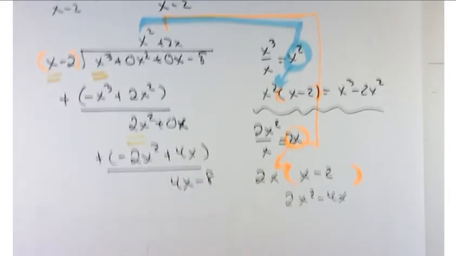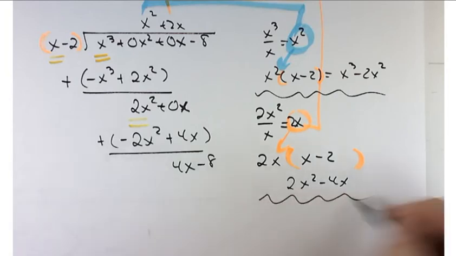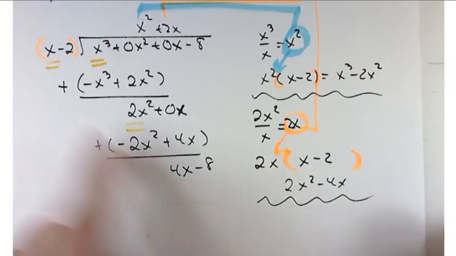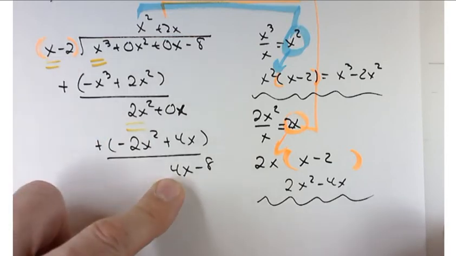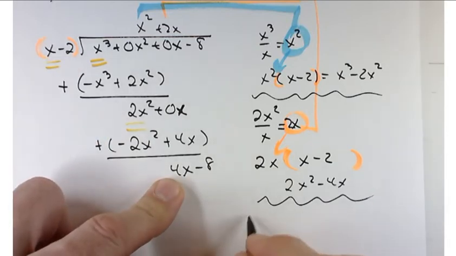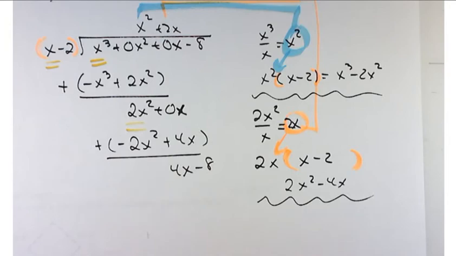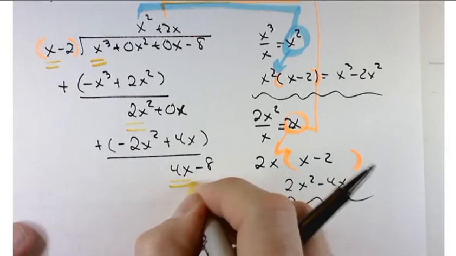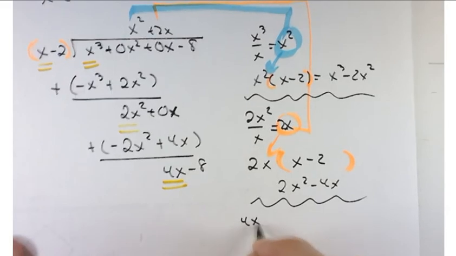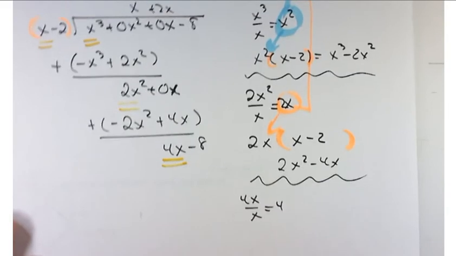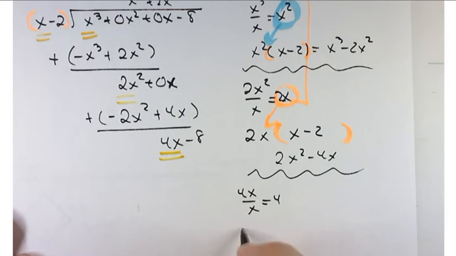Now we're almost done. One last step. I need to compare the x and the 4x. What do I multiply this by to get this? 4. And again, you can do a little comparison if you want. You can take this divided by that. 4x divided by x is 4. Take that 4 times x minus 2. It gives me 4x minus 8.